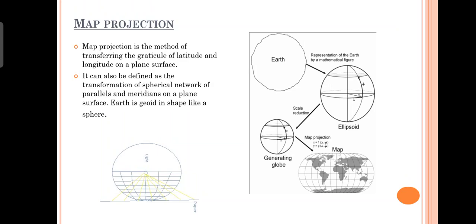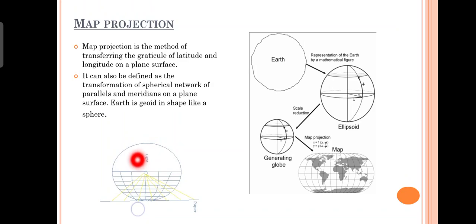And this picture shows the development of map projection. This is the true shape of Earth, that is the geoid, and we consider it as an ellipsoid. Then we reduce the scale of the ellipsoid and generate a globe. Then we create a map from the globe with the help of map projections.